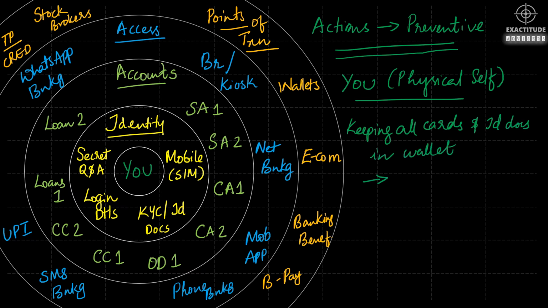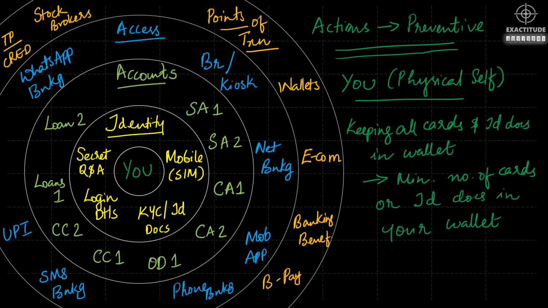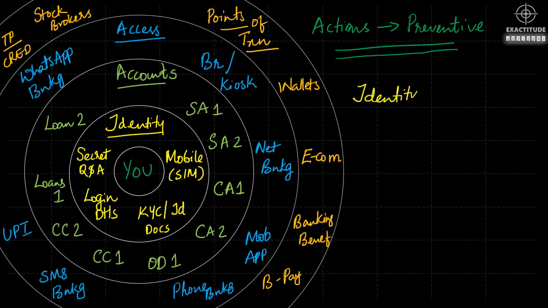So that is one mistake which you do. So make sure that you keep the very minimum number of cards and ID documents that you need, bare minimum, in your wallet. That way you can limit your exposure to fraud. Now, the next level is your identity.